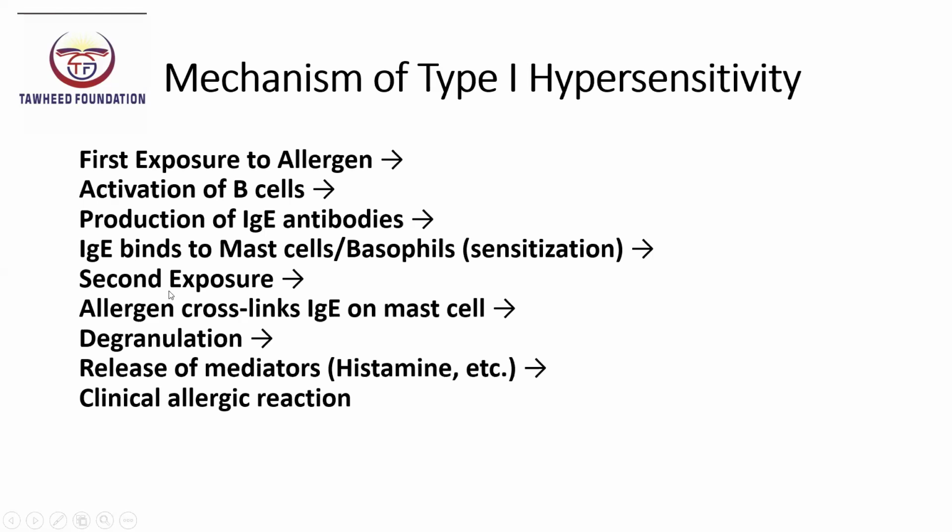Upon second exposure to the same allergen, the allergen cross-links the IgE on the surface of these cells. This cross-linking causes the cells to degranulate, releasing mediators like histamine. These mediators cause allergic symptoms such as bronchoconstriction, increased vascular permeability, and inflammation. These mechanisms explain why the first exposure sensitizes, but the reaction occurs only on subsequent exposures.